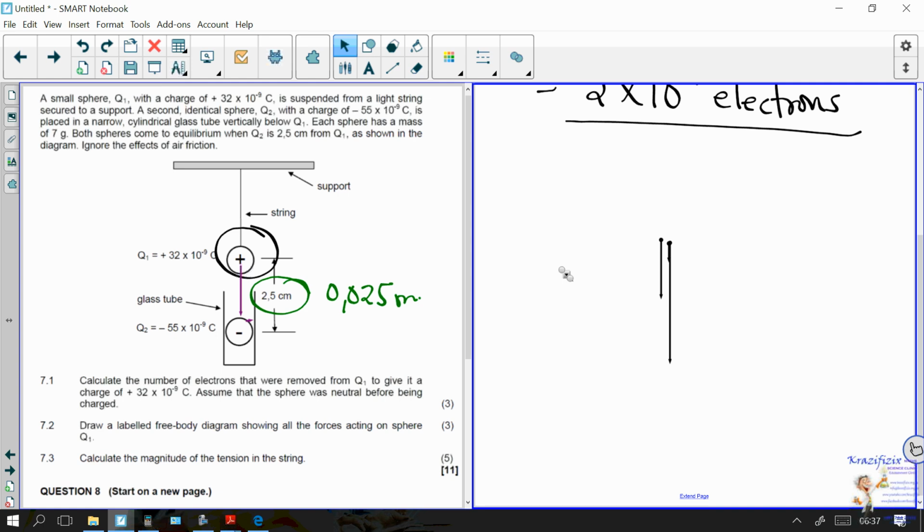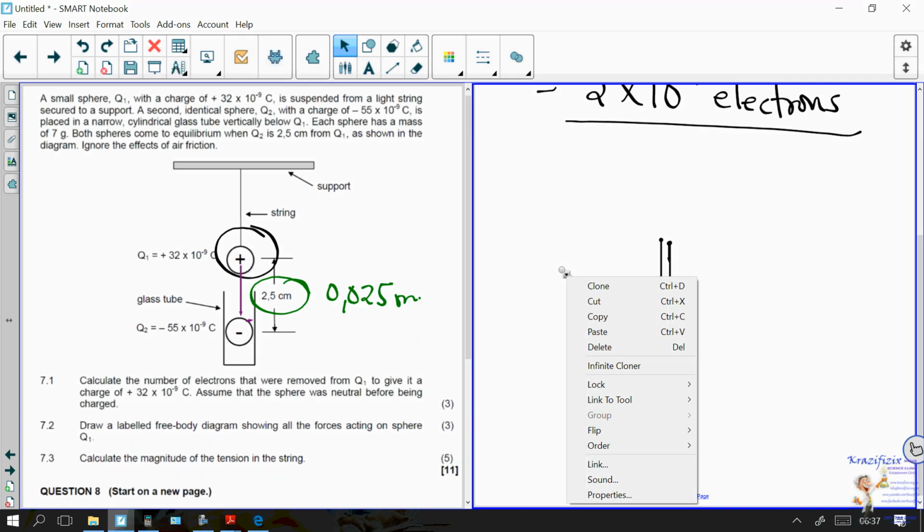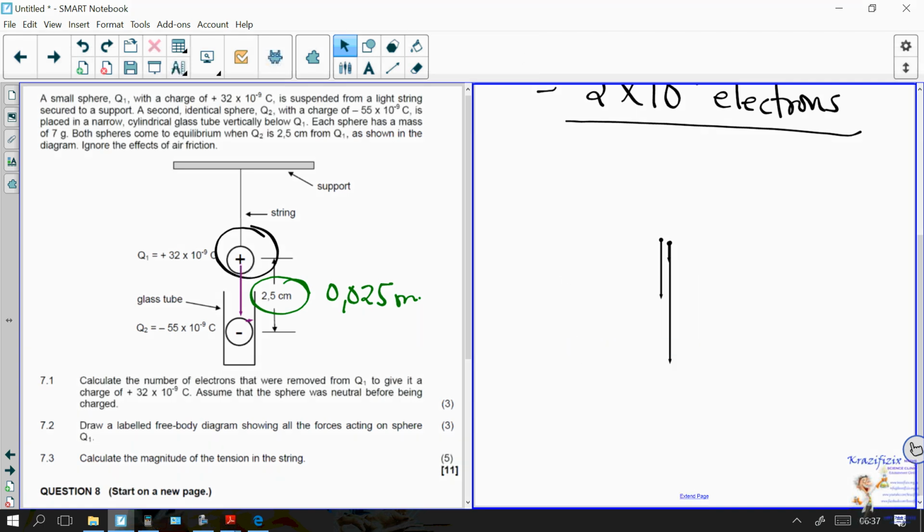Now remember again, let's go back to the question. There is also what? Tension. Anytime you see a string, what are you talking about? We're talking about tension. So I have a dot there as a free body diagram. Tension will be acting where? Upwards. Is that fine? My tension is acting upwards.